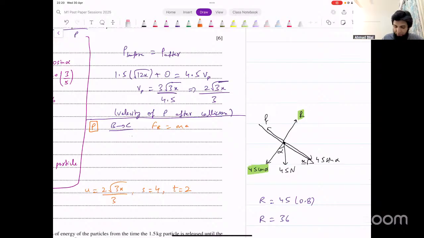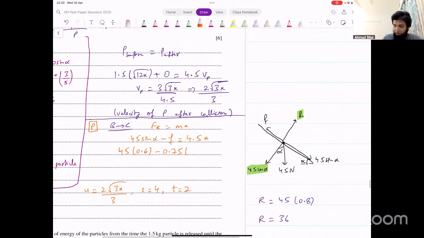We get 45 sine alpha minus the friction. That equals mass, which is 4.5, times the acceleration. Sine alpha was 0.6, so 45 into 0.6 minus the friction. Friction is mu times R. Mu is 0.75 times R. The value of R now is going to be 36. That equals 4.5 times A, and that should give you the value for acceleration.